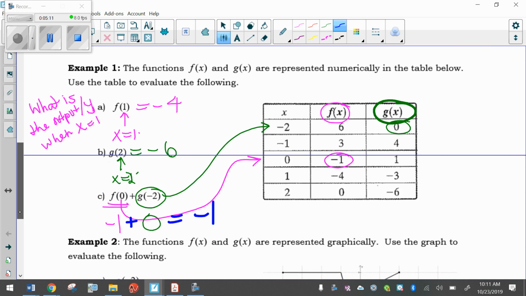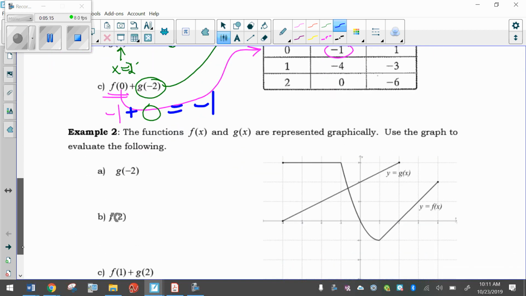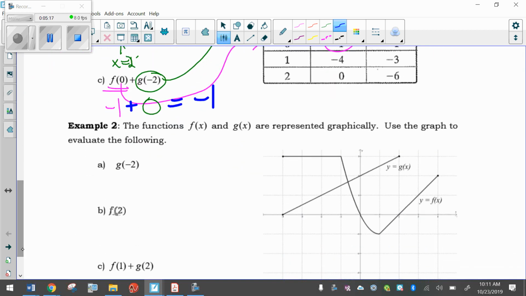All right, so that is function notation from a table. The next one we're going to look at is function notation from a graph. So I'm going to do the same idea with these colors to kind of help you. So the two functions again are f and g. They're different. They're not what was in the table above.